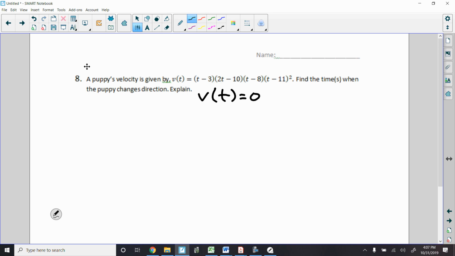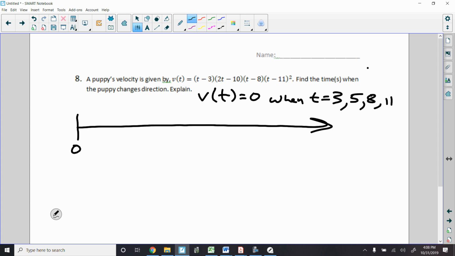Right, when t minus 3 equals 0, that's going to be when t equals 3. 2t minus 10 equals 0 will give me a solution of 5. T minus 8 will give me a solution of 8. T minus 11 squared, right? We can take the square root of 0, and we get 11. So those are the ones I want to test.